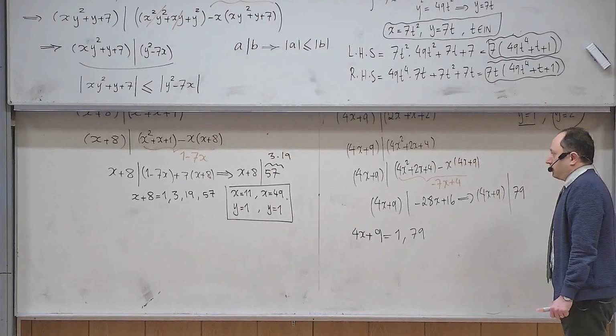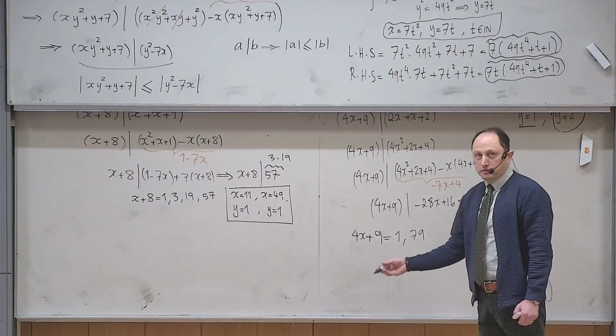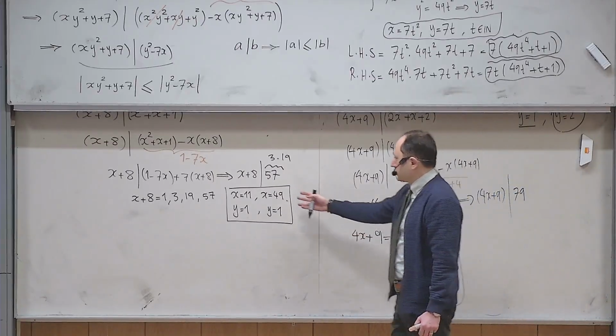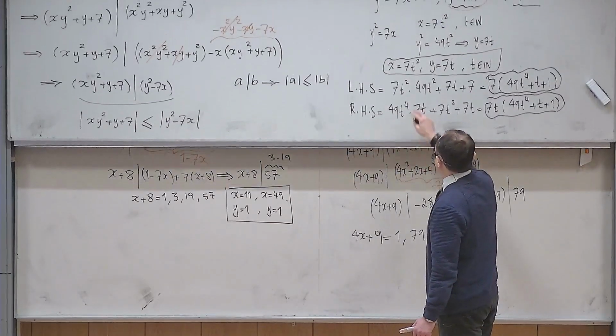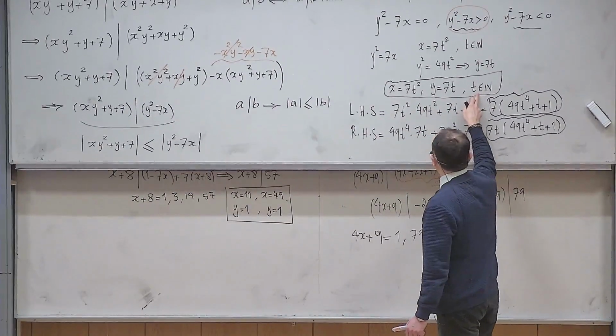So in general, I was able to solve this problem completely. So I have 2 separate pairs here, and I have infinitely many pairs here of this form, in which t is any natural number.